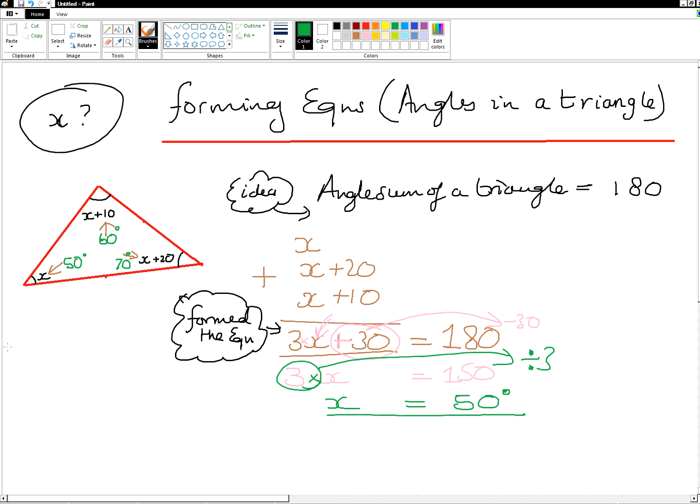Now, what happens if you do angles around a point? Like question number 2. Okay, quick preview of that question. Okay, well, that's not very good. Okay, let's do that anyway.